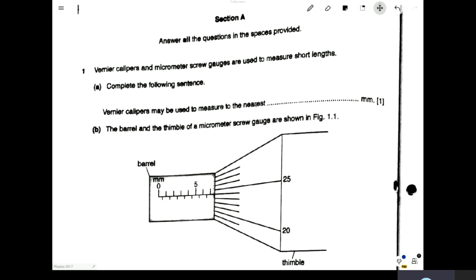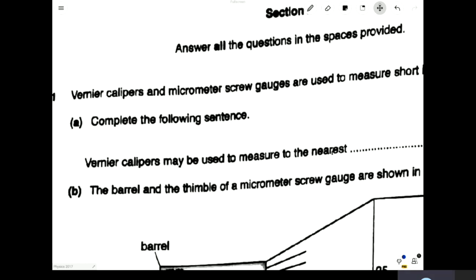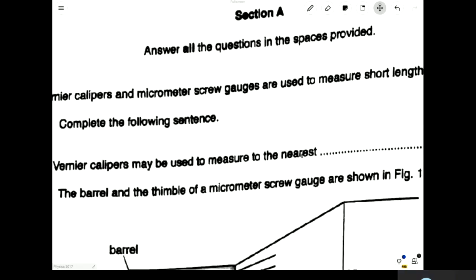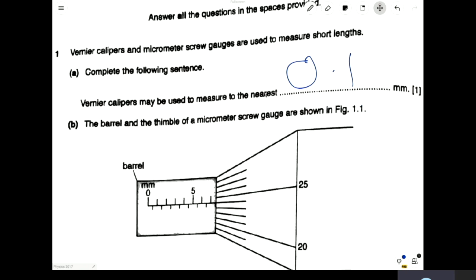Life is good. Okay, so we continue, right? Any questions so far, MCQ? No. Okay, let's move on. All right, complete the following sentence. Oh, this is the English cloze passage. Vernier calipers may be used to measure to the nearest how many mm? 0.1. Yeah, that's great. Right, 0.1 mm.